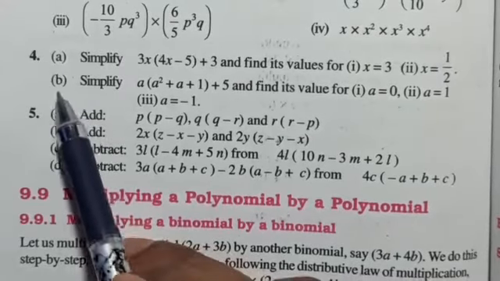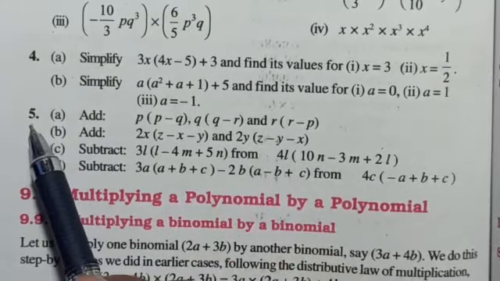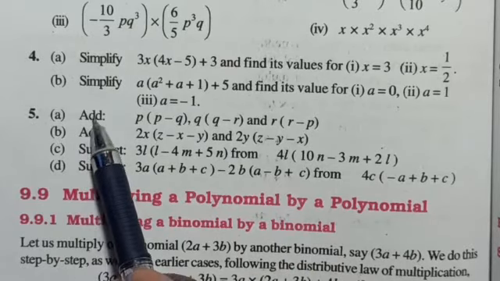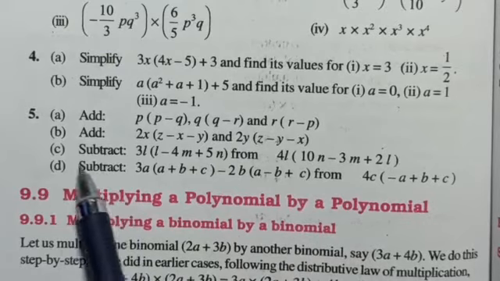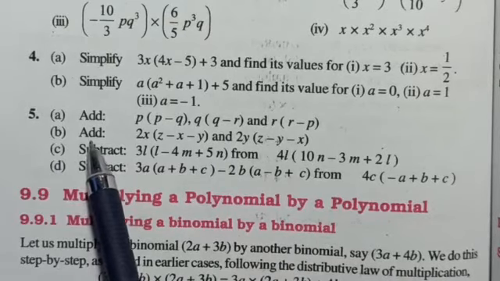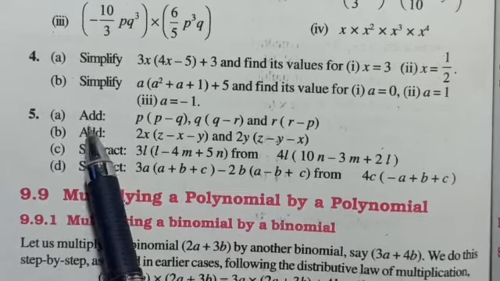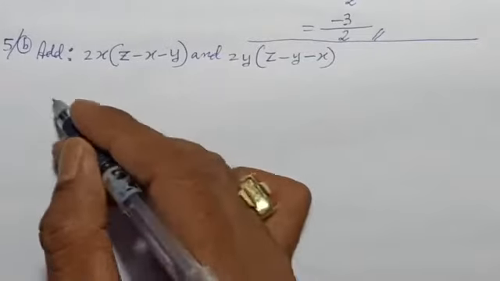Question number 4b is the same, so you try this. Now let's try this question number 5. A and B are the same, both are add, and C and D are the same, both are subtract. So from this A, B, let me do B. Question number 5b. A, you try. Question number 5b, now the solution.